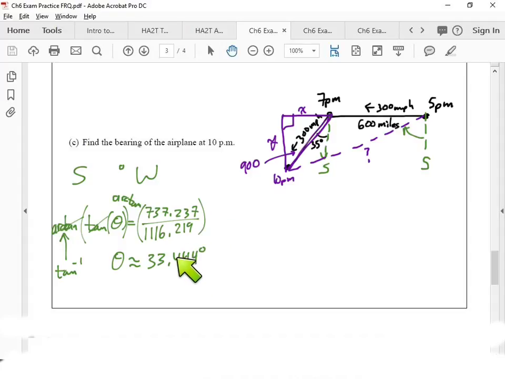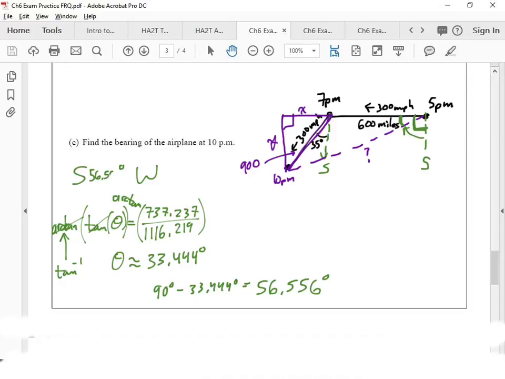Now, what did we find? Did we find the degrees that go in here? No. We found this one right here, the measure of this angle. So how are we going to find the measure of that angle? This is 90 degrees right here. So we're going to go 90 degrees minus 33.444 degrees. We got 56.556, and that's what we put in right here.